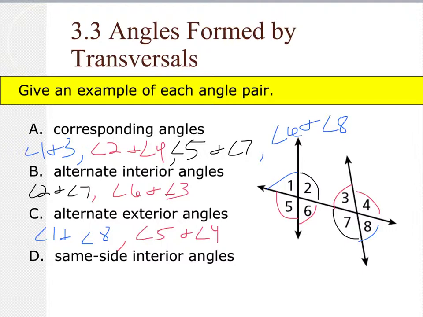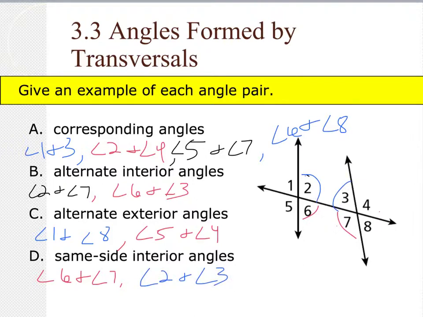All right, here we go. Same side interior angles. We're going to erase one last time. Awesome. Here we go. Same side interior, same side of the transversal on the inside. When we're talking about inside, we just did it. 2, 3, 6, 7. Those are our interior angles, which means 6 and 7 are same side interior, which also means 2 and 3 are also same side interior angles.